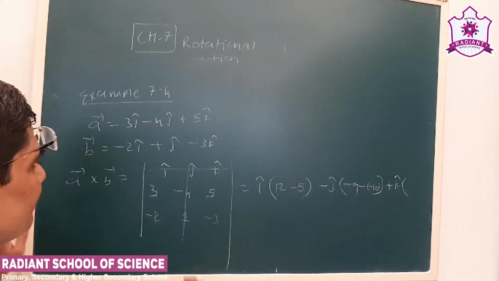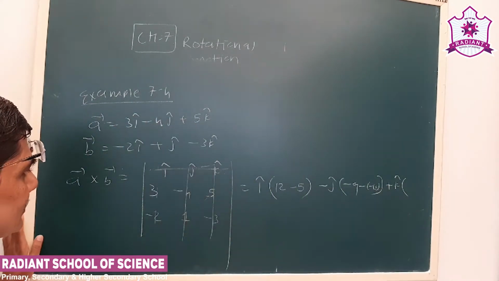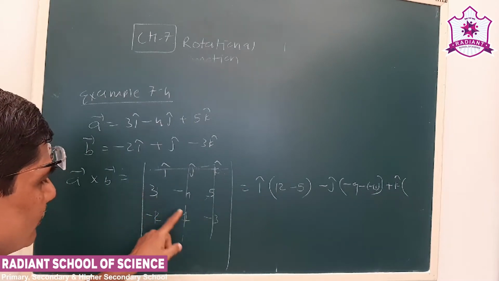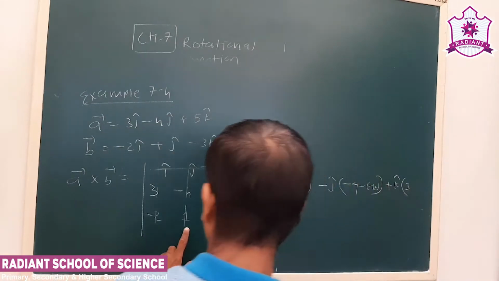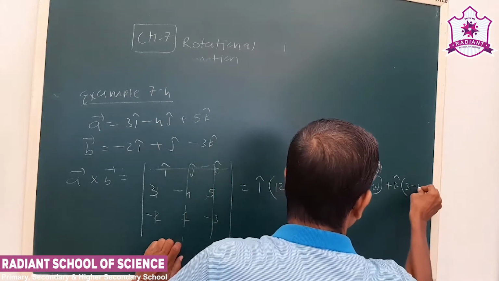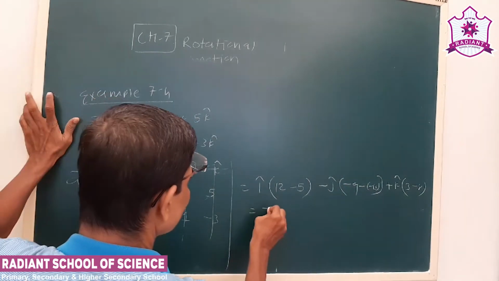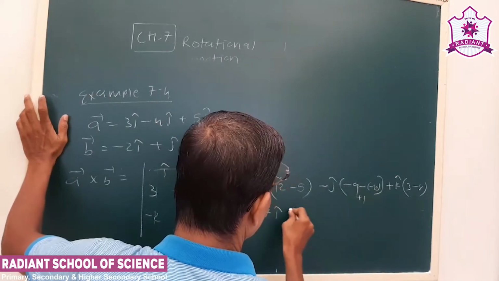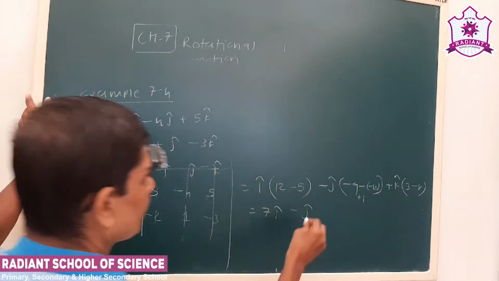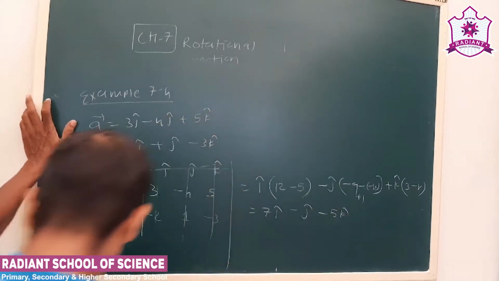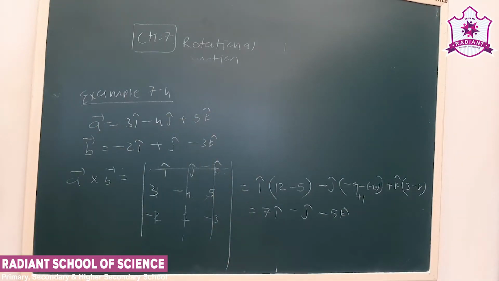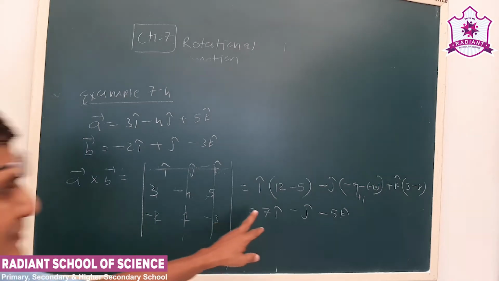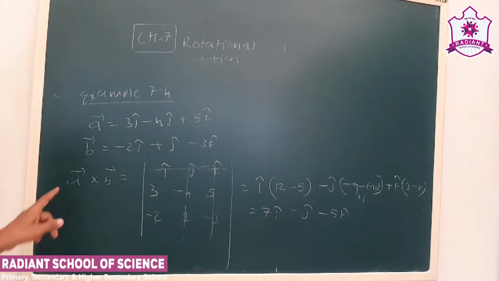Now when we find k caret, it will be 3 minus 8. If I simplify, 12 minus 5 is 7i, the j term will be plus 1 with the negative sign, that is minus j, minus 5k caret. So we can simplify as 7i minus j minus 5k caret. That is the vector product A cross B.